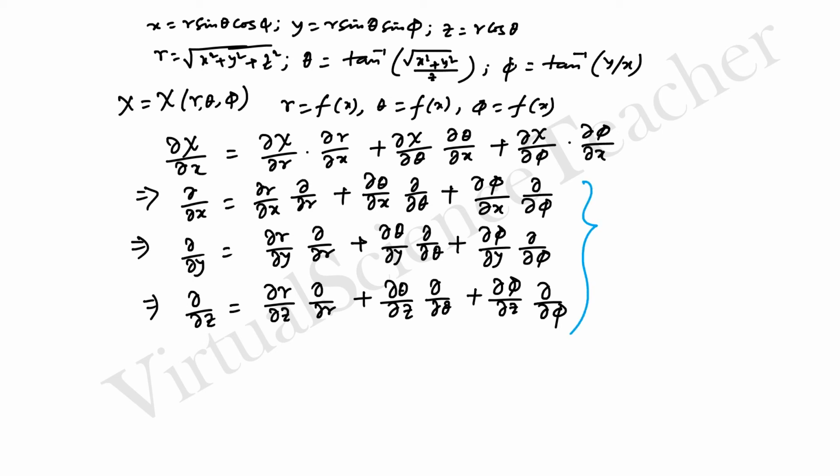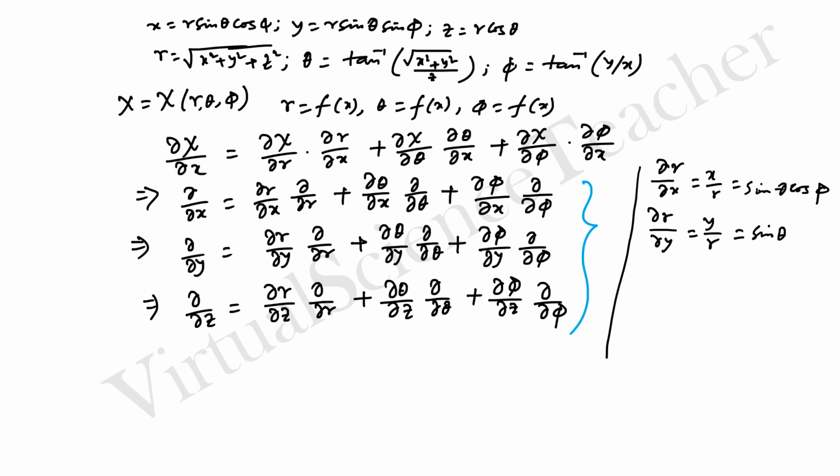Then our main job is to find these terms related with del r del x, del theta del x, like this. So let's check what happens. Actually, now I am finding del r del x. This will give us x by r, which equals sine theta cos phi. Del r del y equals y by r, which equals sine theta sine phi, and del r del z will provide us z by r, which equals cos theta.